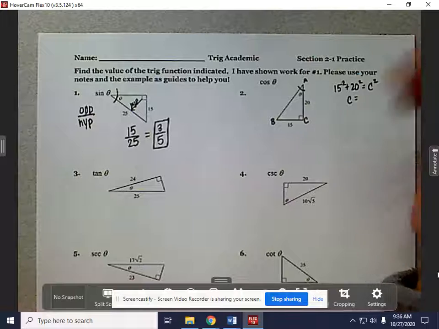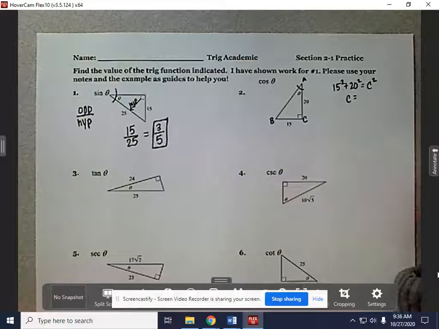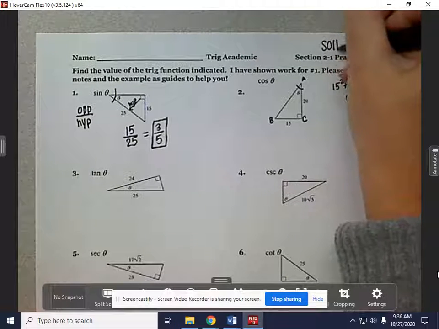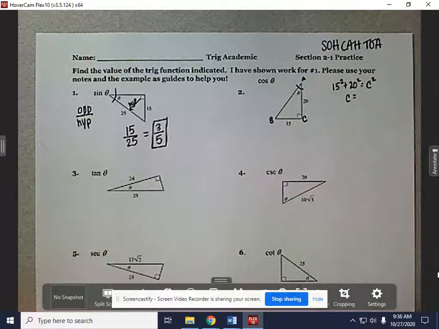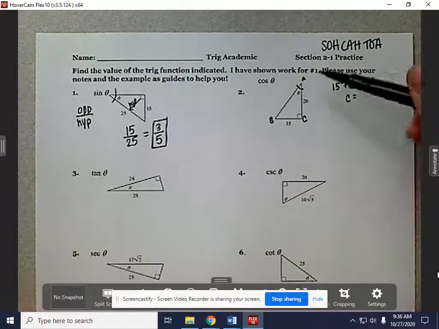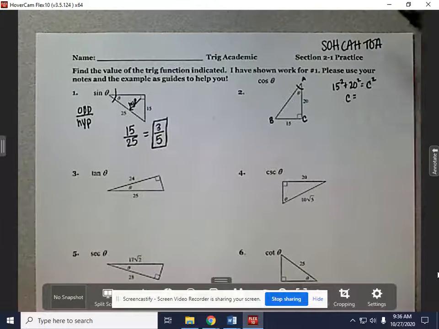So just little things like that, little reminders, what you're looking for, what trig function am I using. Good old SOHCAHTOA is always good to write out somewhere. But remember, you can always use your notes. So what angle am I using? What sides do I need? Opposite, adjacent, or hypotenuse. You might have to use Pythagorean theorem to find the missing side. And then once you do it, you're just really writing a fraction. You're just making sure if you can reduce it or if there's any radicals, you're simplifying those. But that's the main idea of the first section.